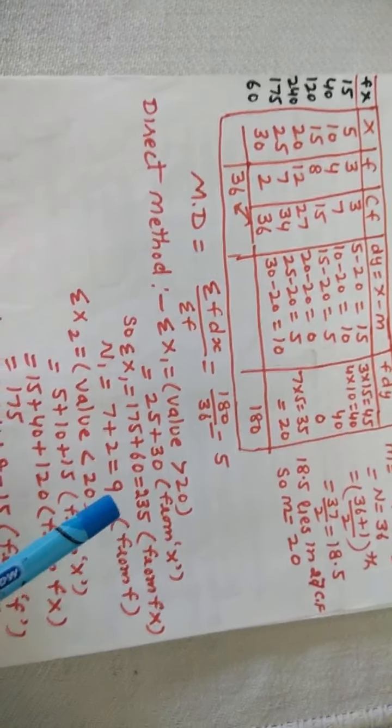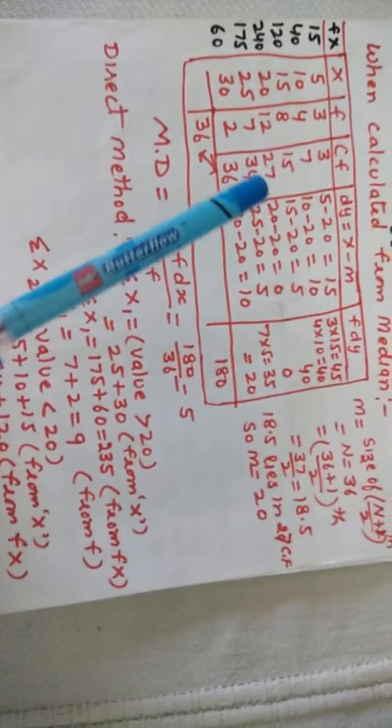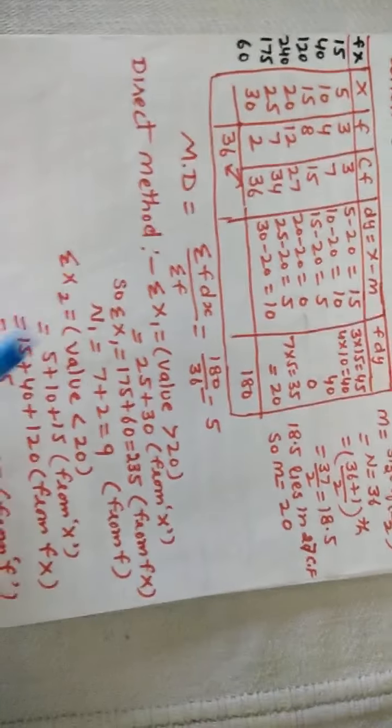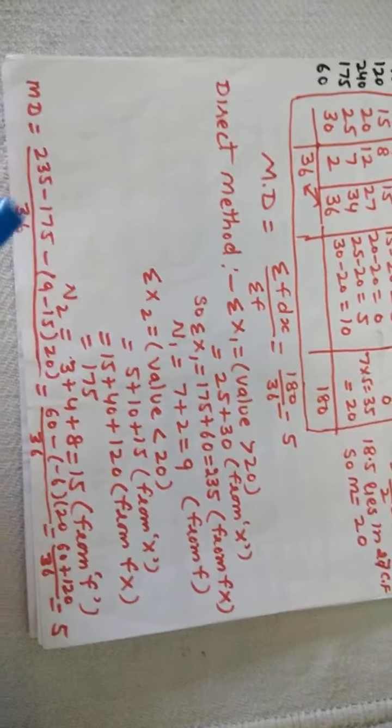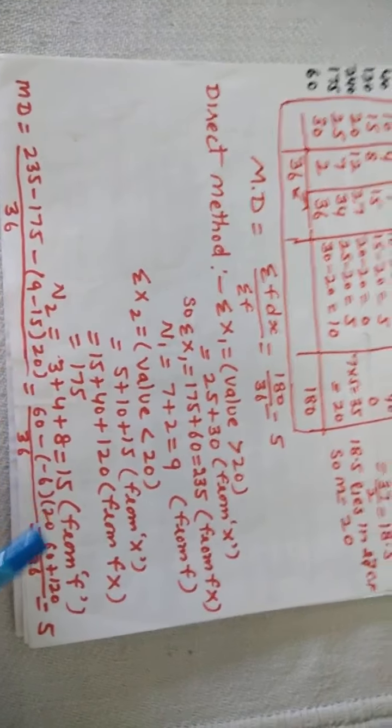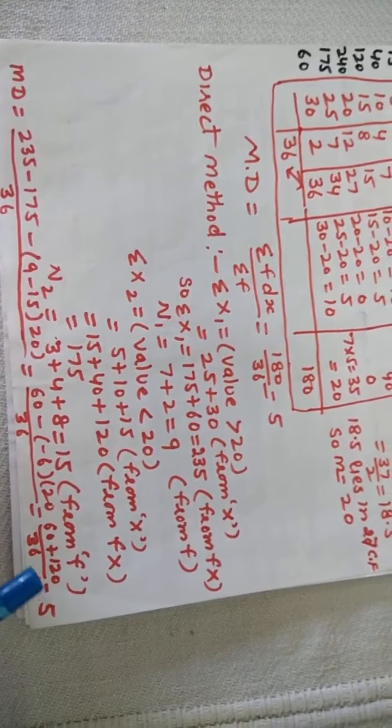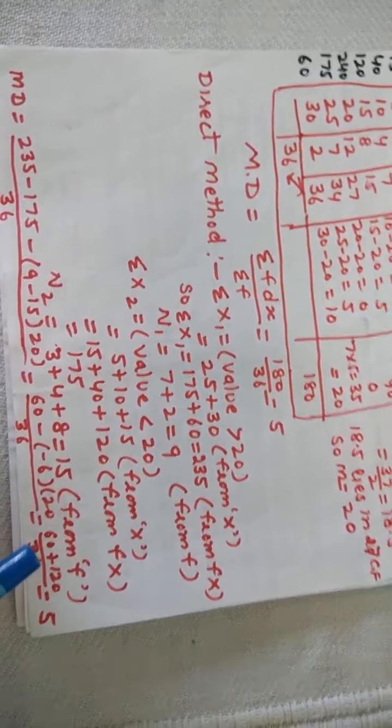7 plus 2, 9. And x2 is the values less than 20 from the variables 5, 10, 15, and the corresponding values from fx are 15, 40 and 120. Total is 175. And n2 is the corresponding values from frequency, 3, 4, 8, that is 15. By putting in the values we get 5 as mean deviation.